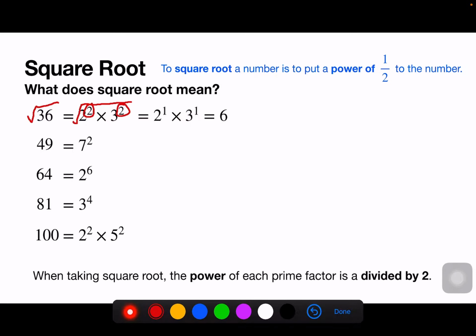We get 1, right? So 2 power of 1 times 3 power of 1. 2 power of 1 is 2. 3 power of 1 is 3. So 2 times 3 equals 6.